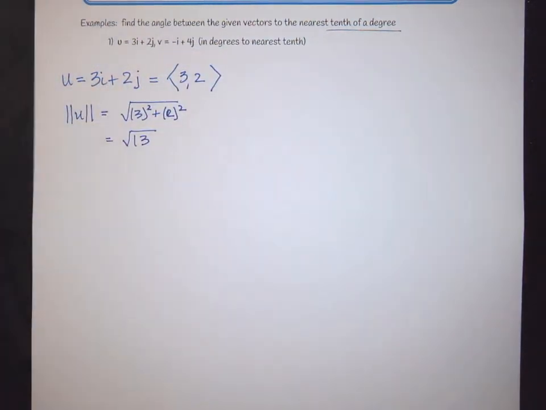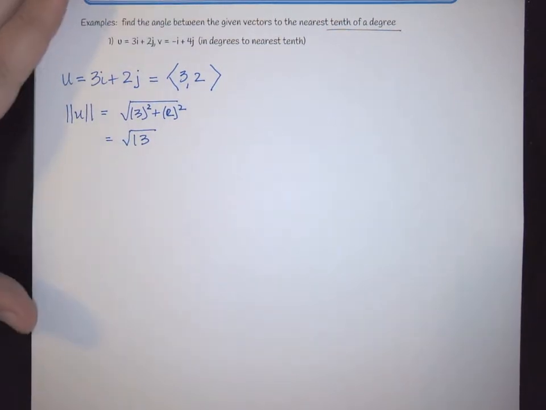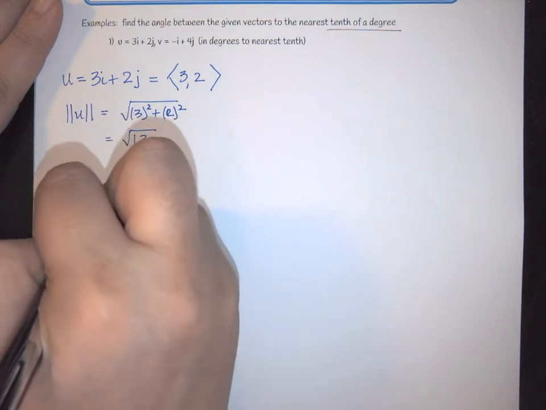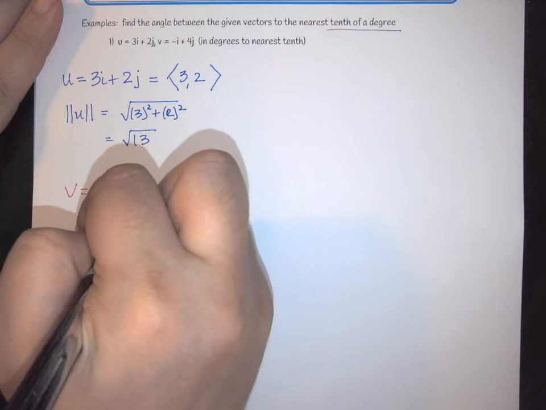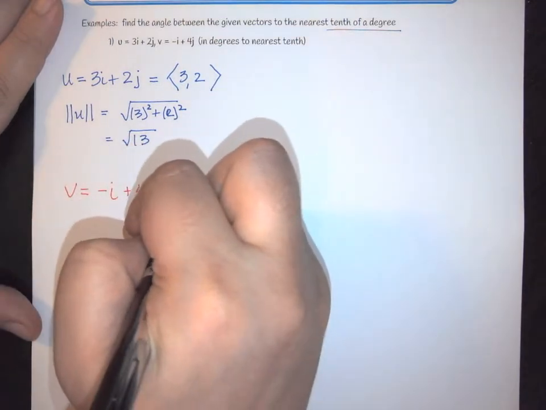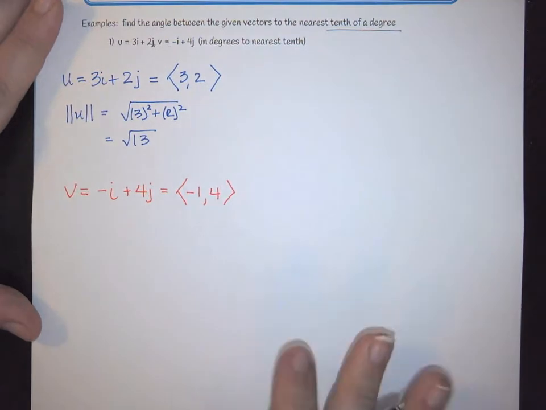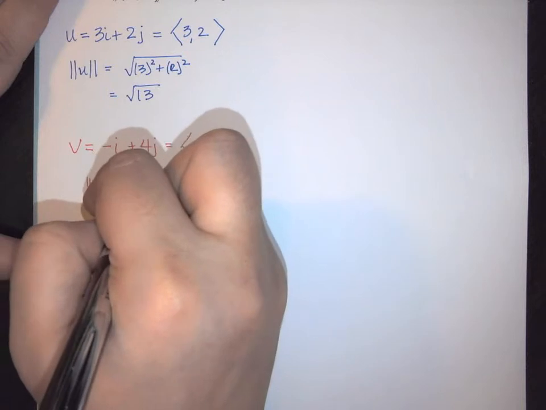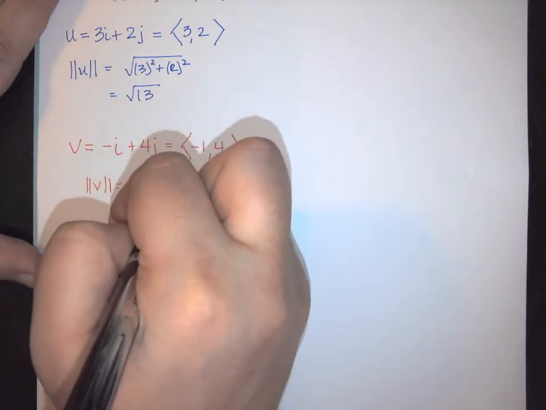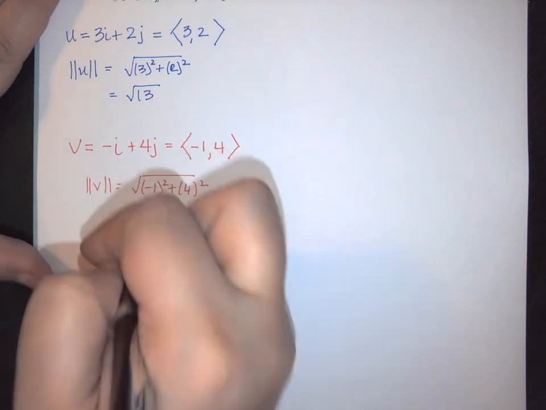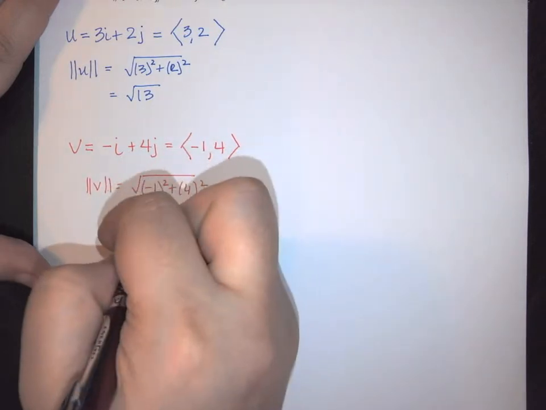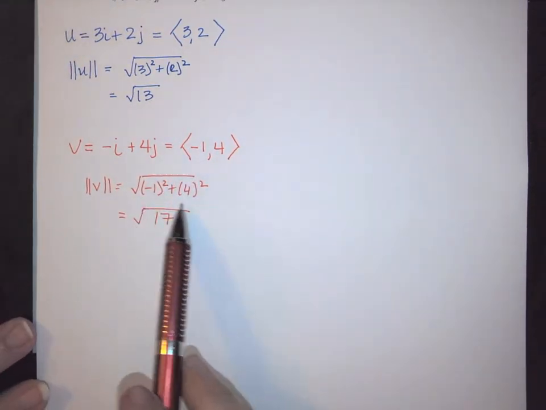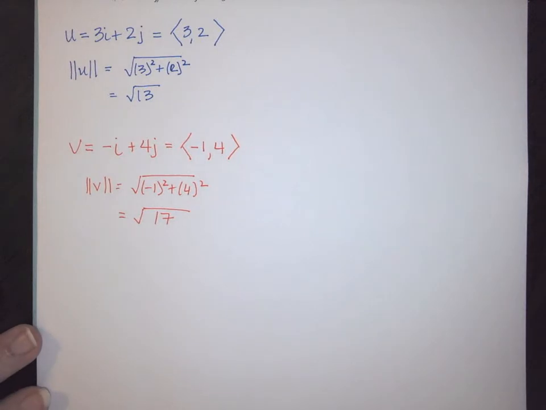Now the other piece that we have is v. v was negative i plus 4j. So in component form, that's negative 1 and 4. Again, to find its magnitude, it is going to be the square root of negative 1 squared plus 4 squared, which is the square root of 17. 4 squared is 16, 1 squared is 1, add them together you get 17. So those are all the pieces that we need to work with.